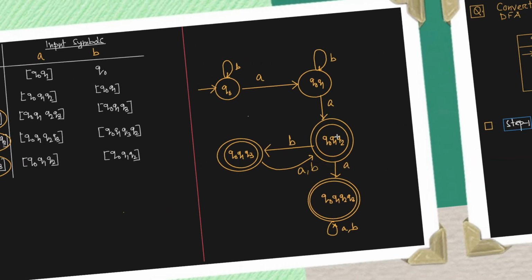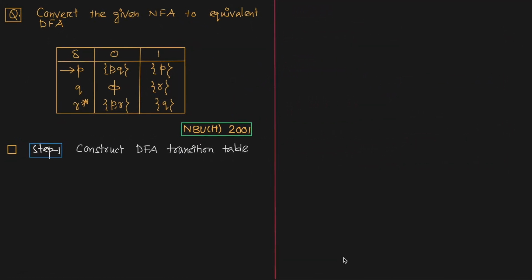Let us consider the next example. Convert the given NFA to an equivalent DFA. So this is the transition table for NFA, and we have to convert this to an equivalent DFA. So the first step is to construct the DFA transition table. Here the states are P, Q and R. Q star means this is the final state.